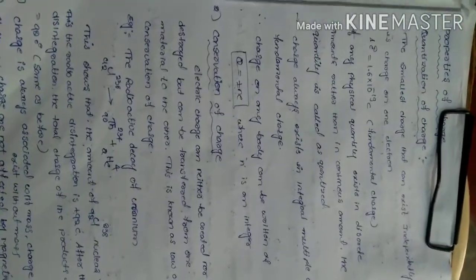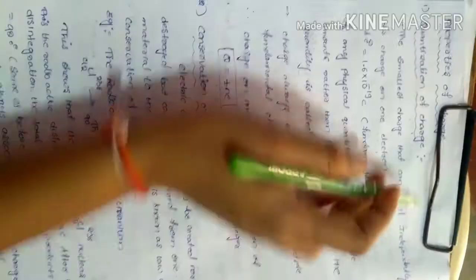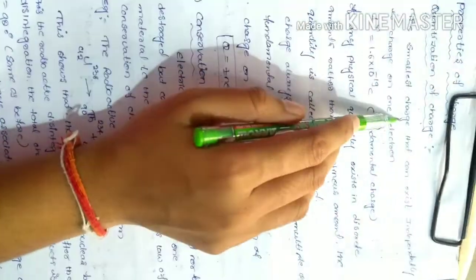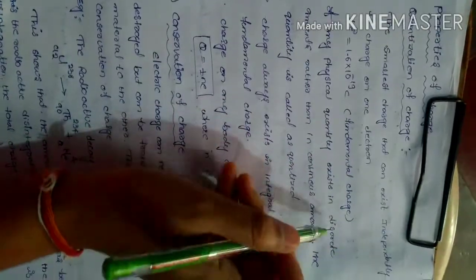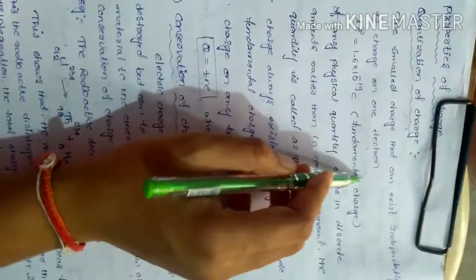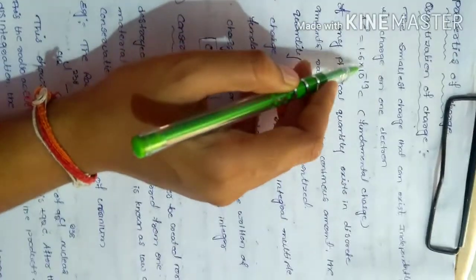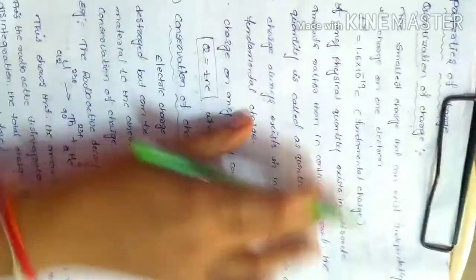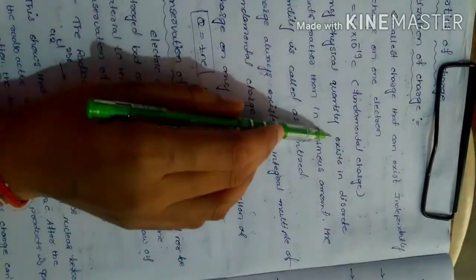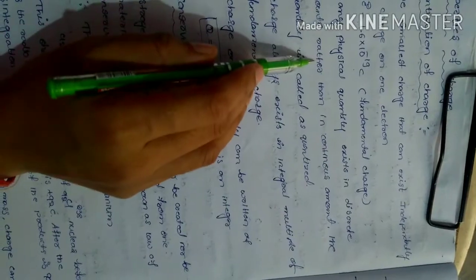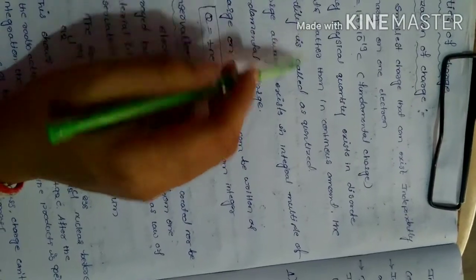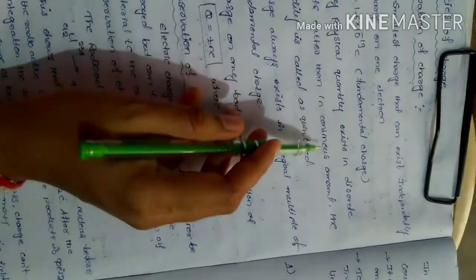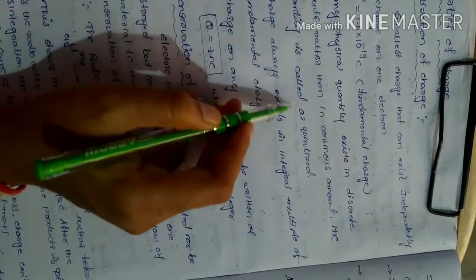Okay, next one is properties of charge. First property is quantization of charge. The smallest charge that can exist independently is the charge on 1 electron. That is, 1 electron is equal to 1.602 into 10 to the power of minus 19 coulombs. If you take any physical quantity that exists in discrete amounts rather than in continuous, the quantity is called quantized.